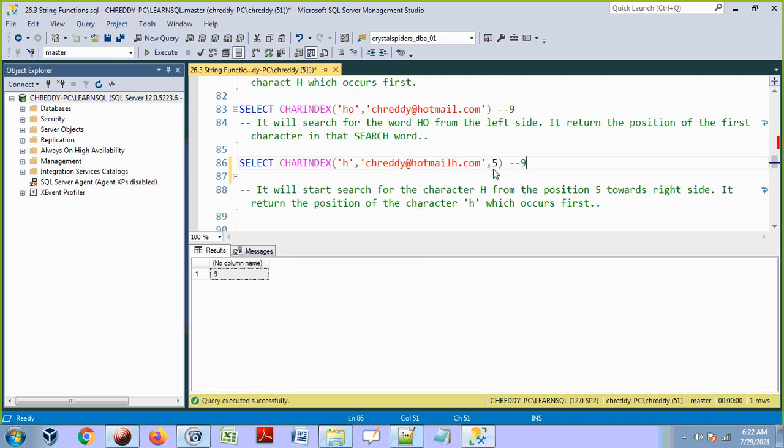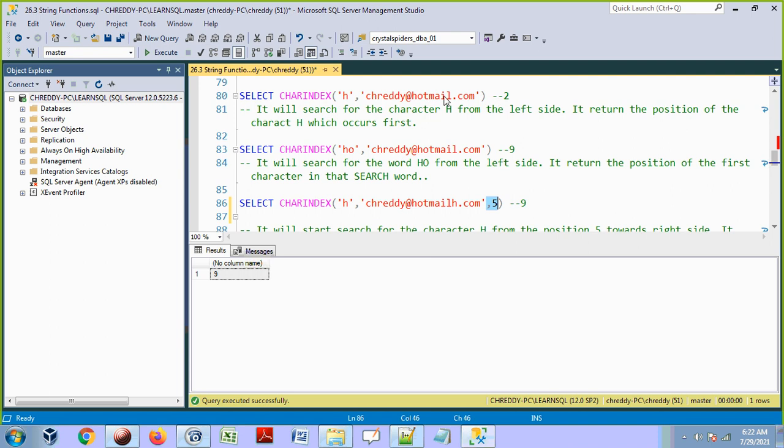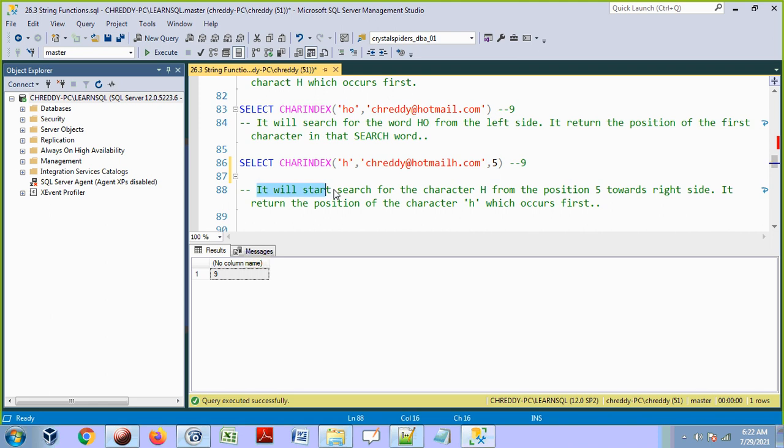So here this third parameter is optional. If you don't put this third parameter, then what will happen? The search will start from the first position. If you put some number here, then the search will start from that number. Okay, that is the only difference here. So it will start searching for the character H from position 5 towards the right side.